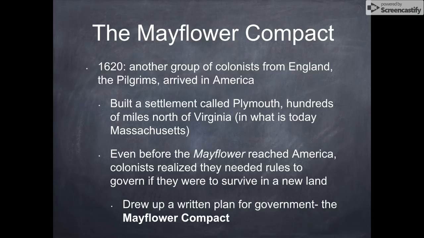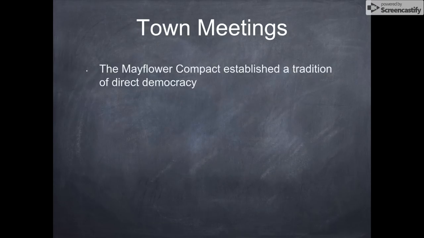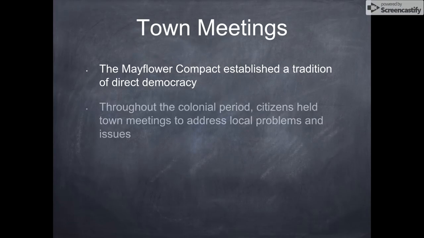Because of that, they drew up a written plan for government called the Mayflower Compact, of course, because it was written on the Mayflower. So this established a tradition of direct democracy. So if you remember, direct democracy then is where each person gets a say so firsthand. So, where in a representative democracy, you have people that are voted to make the decisions, here, each colonist, each of their voices mattered. They got a direct vote.